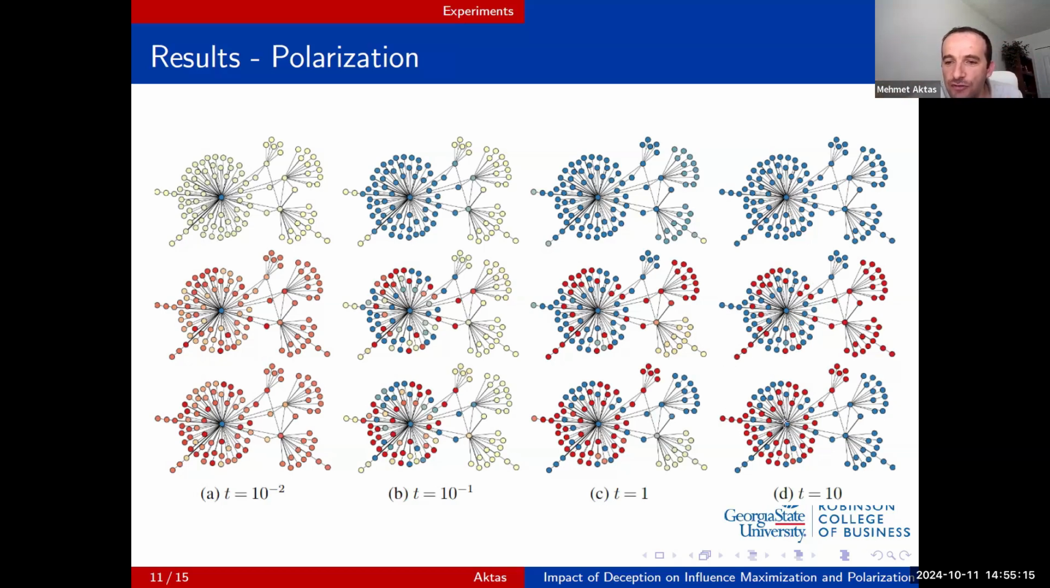So we see a similar observation also for anti-social liar. So as you see here, when people lie, they result in a deeper polarization in the social network.